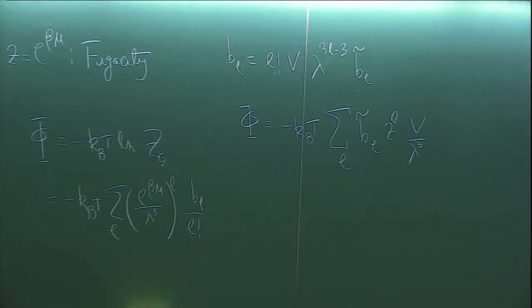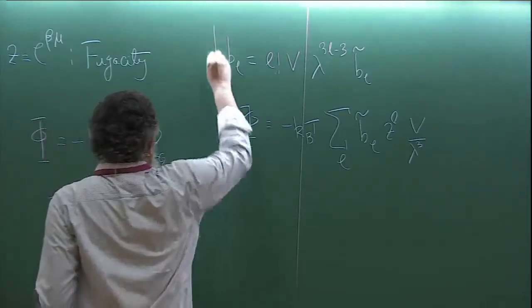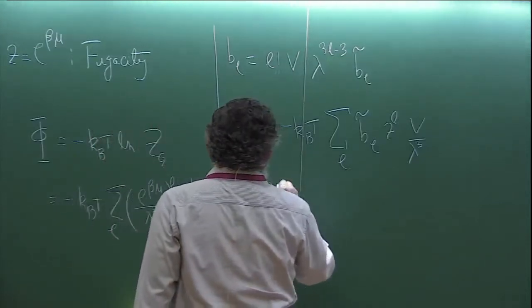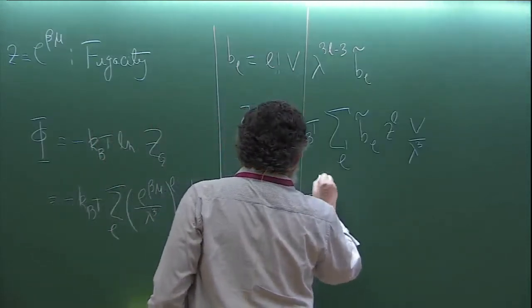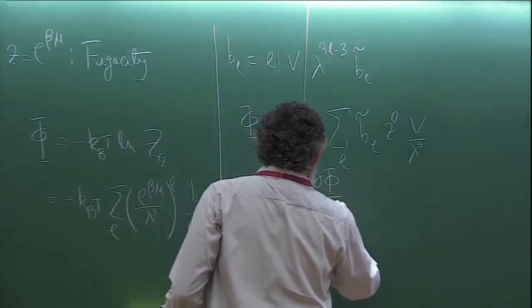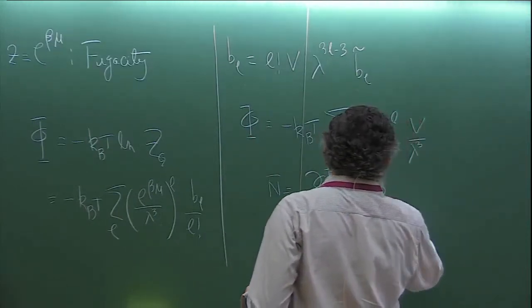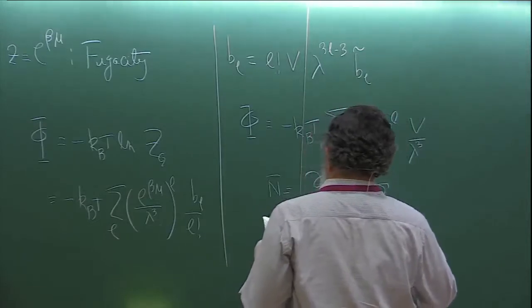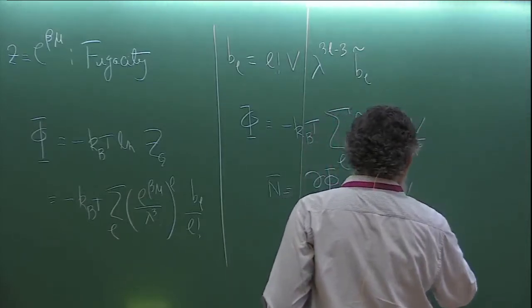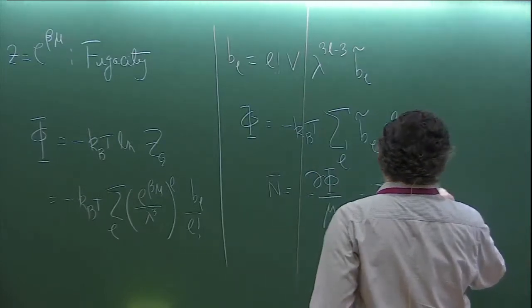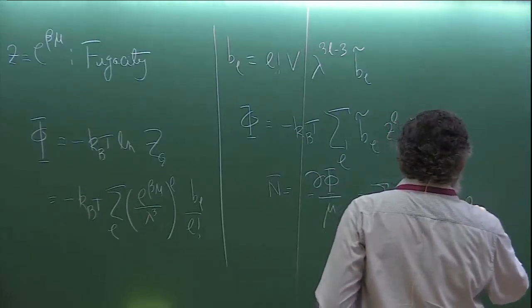And if I truncate that expansion at very low order, the lowest non-trivial order, then one gets from that the van der Waals equation of state. So, a few lines of algebra. N bar is minus the partial derivative of phi with respect to mu. And mu comes in here, Z is equal to e to the beta mu. So this is nothing but the sum over L, V divided by lambda cubed, L BL tilde, Z to the power L.